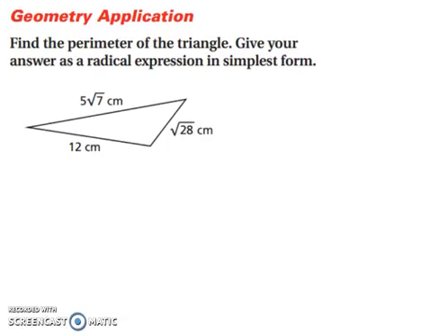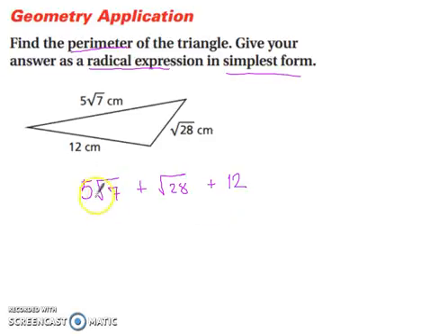Let's try a geometry application. So we want to find the perimeter. Perimeter is to add up all the sides. So we're going to give our answer in a radical expression in simplest form, also known as simplest radical form. So we want to add up all of our sides. So we have 5 square roots of 7 plus the square root of 28 plus 12.